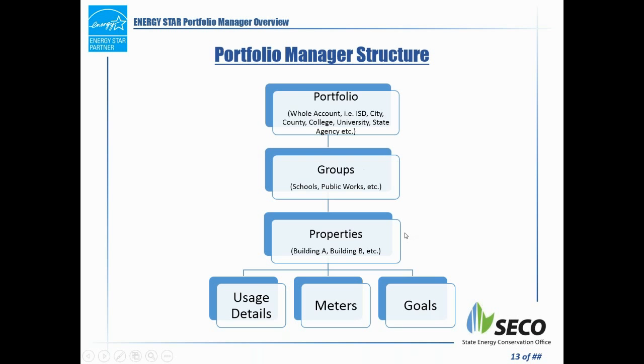Then below that we have the properties. Each property will have its own page, so you'll create each property individually. You see here building A, building B, etc. And then each property will have its own usage details, energy and water meters, and you can set different goals for each property. I will go through and show you what that looks like in Portfolio Manager.